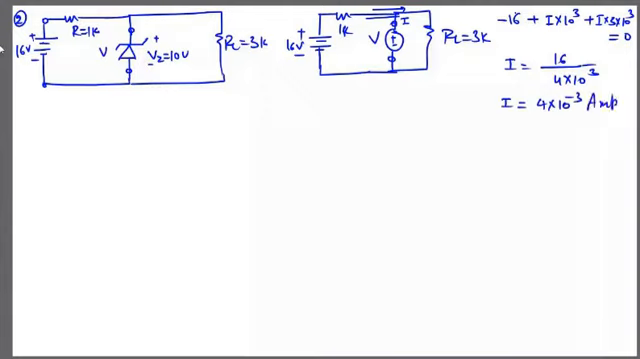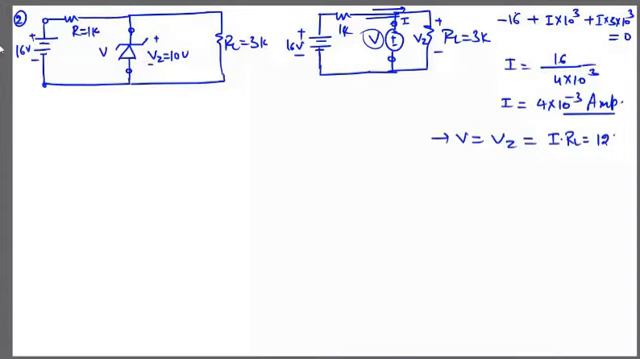Now I'll calculate the value of this voltage V. So this V is simply VZ. Both branches are in parallel. V equals VZ, that will be equal to I into RL, and that is equal to 12 volt.